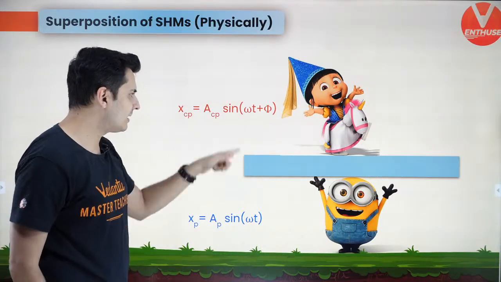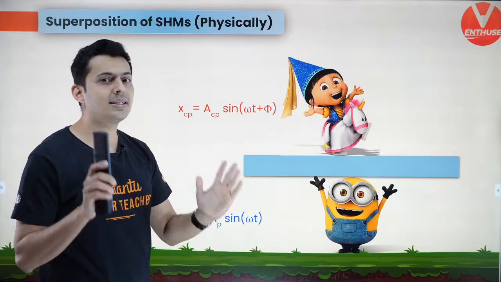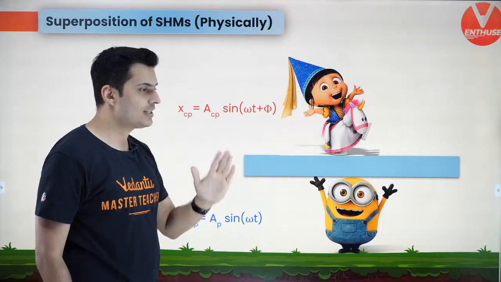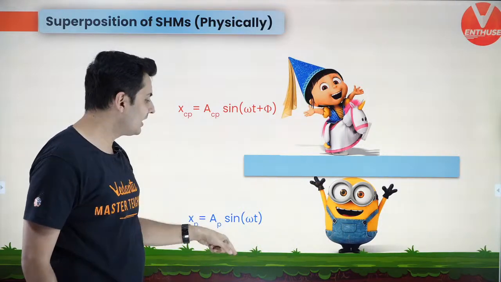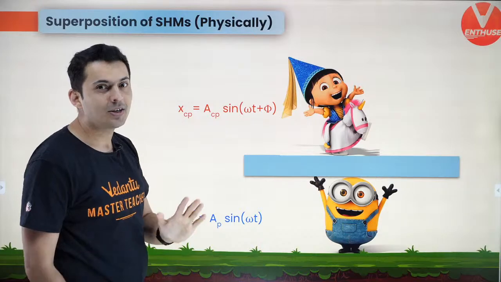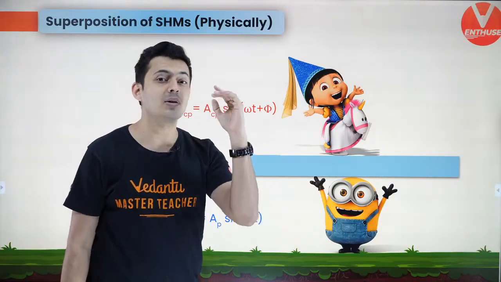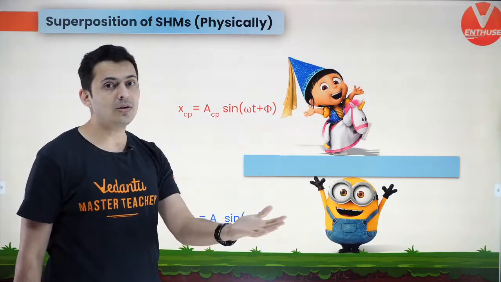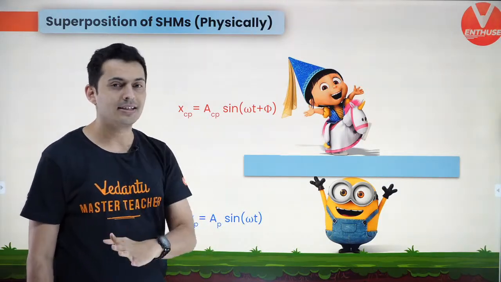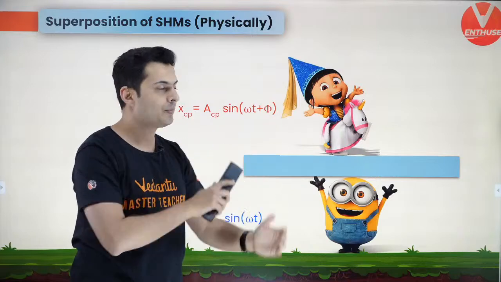Both of their omegas are same, and we are going to only study similar omegas in JEE. We do not have omega 1 and omega 2 for JEE. Remember that. Whenever you add SHMs, you always are going to have SHMs of the same omega. Different omegas do not come under the JEE syllabus, so keep that in mind.